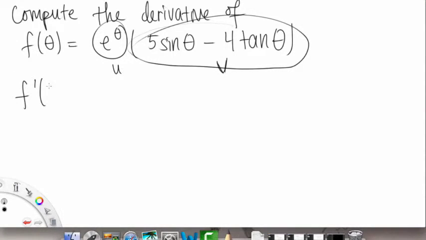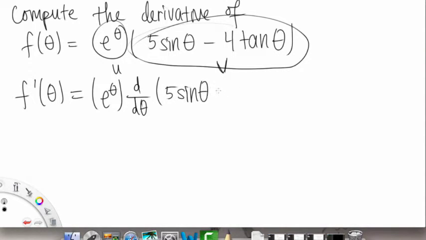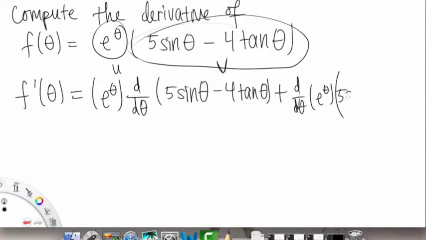We're going to have f prime of theta is going to equal the first, so we just copy down the first function, and then derivative, so d theta, in this case, the first derivative with respect to theta of the second, so 5 sine theta minus 4 tangent theta, okay, plus derivative of the first, so d theta of e to the theta, times the second just written out, copied down. So 5 sine theta minus 4 tangent theta.